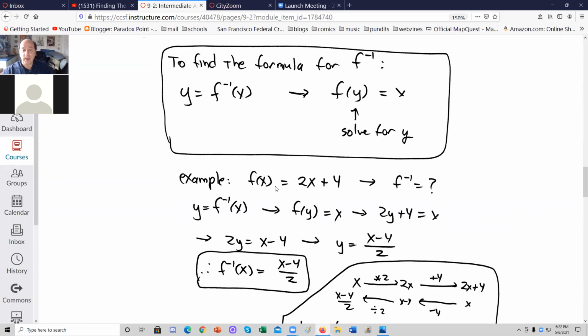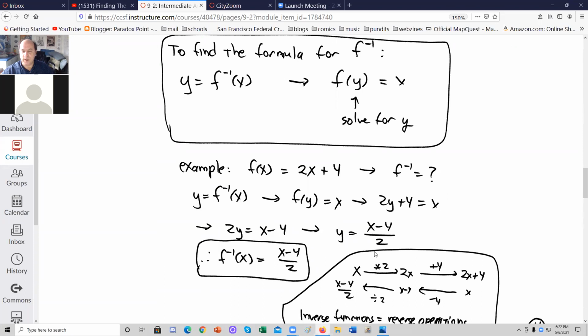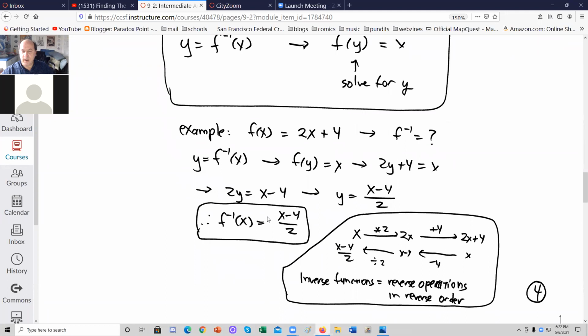For example, f of x equals 2x plus 4, what's its inverse? Well, if y equals f inverse and f of y equals x, we plug it in here, get 2y plus 4 equals x, and now we solve for y. First subtract 4, 2y equals x minus 4, then divide by 2, y equals x minus 4 all over 2. So this expression, x minus 4 all over 2, is the inverse of this function, 2x plus 4.